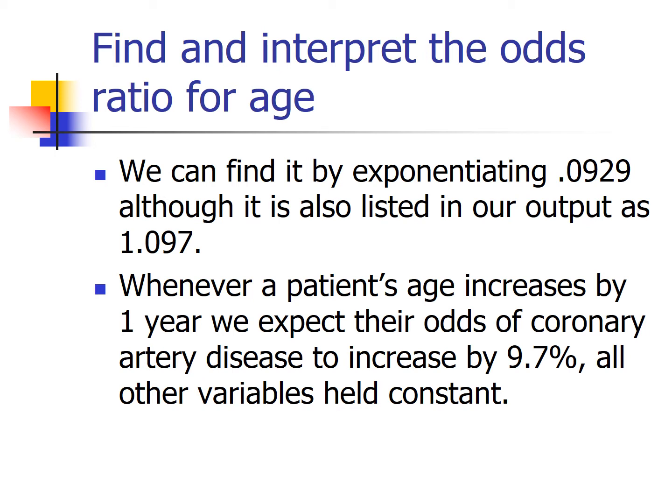So what does that basically say? How do we interpret that? We would basically say whenever a patient's age increases by 1 year, we expect their odds of coronary artery disease to increase by 9.7%, all other variables held constant.